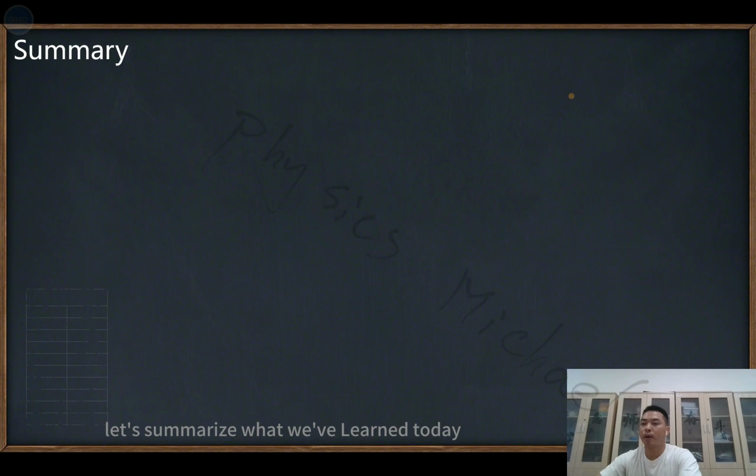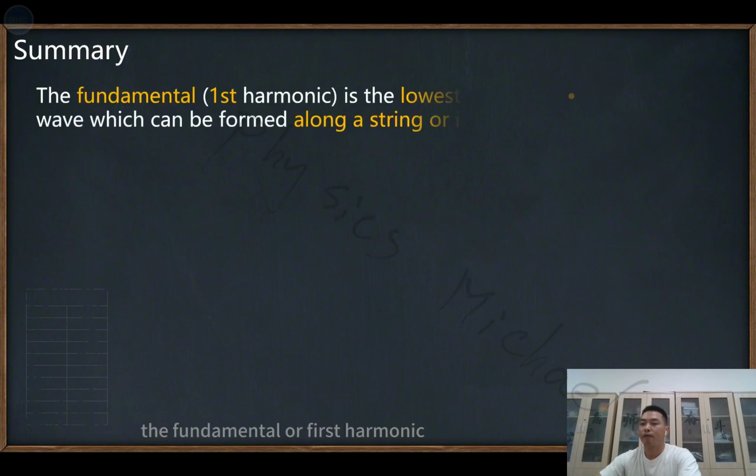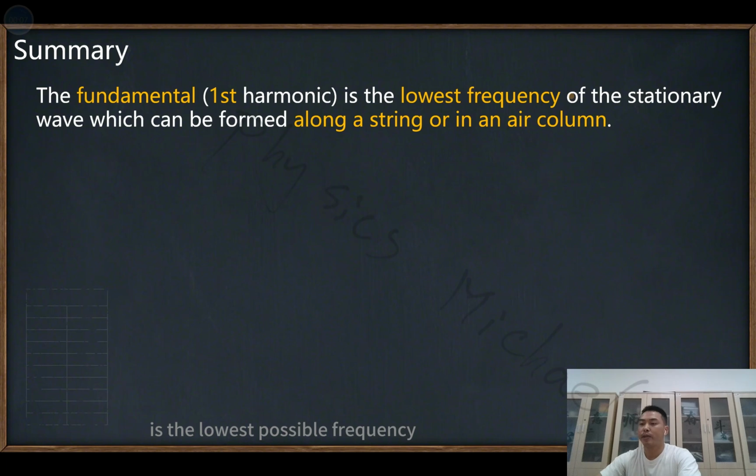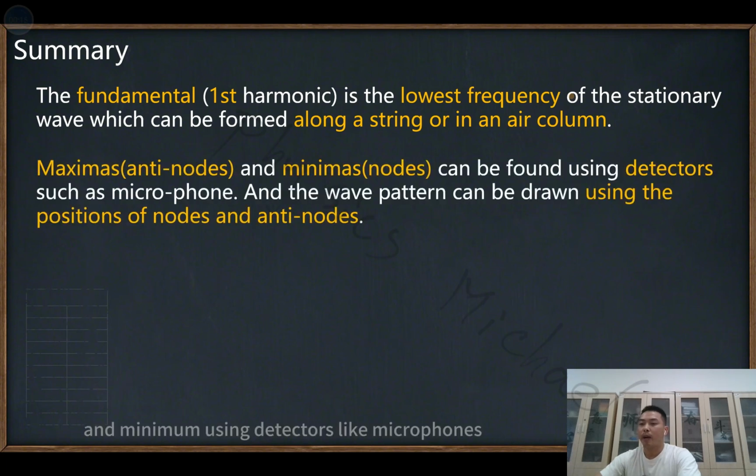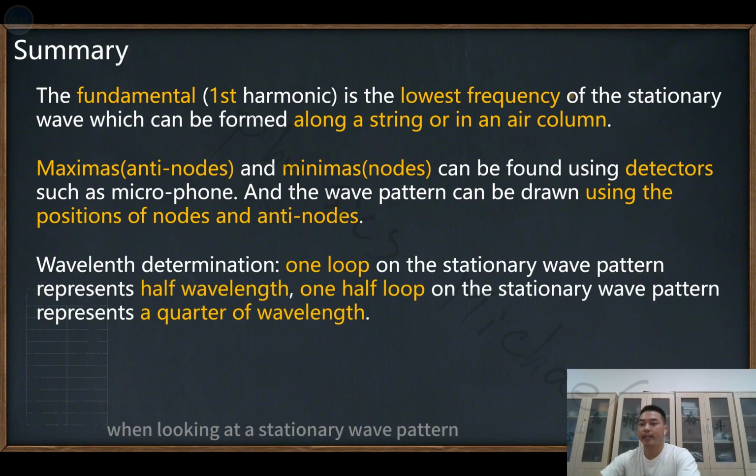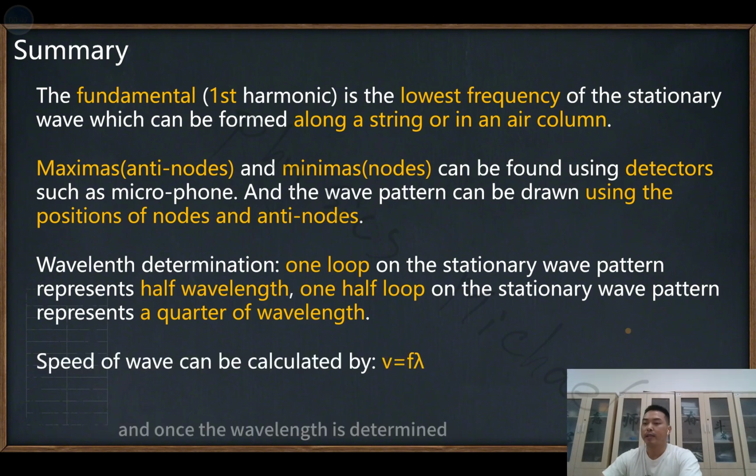Let's summarize what we've learned today. The fundamental or first harmonic is the lowest possible frequency and the largest possible wavelength for a stationary wave formed in any system. We can find maximum and minimum using detectors like microphones, and the stationary wave pattern can be drawn by their positions. When looking at stationary wave patterns, one complete loop represents half a wavelength, a half loop represents a quarter wavelength, and once the wavelength is determined, we can use the wave equation, wave speed equals frequency times wavelength, to get the wave speed in the media.